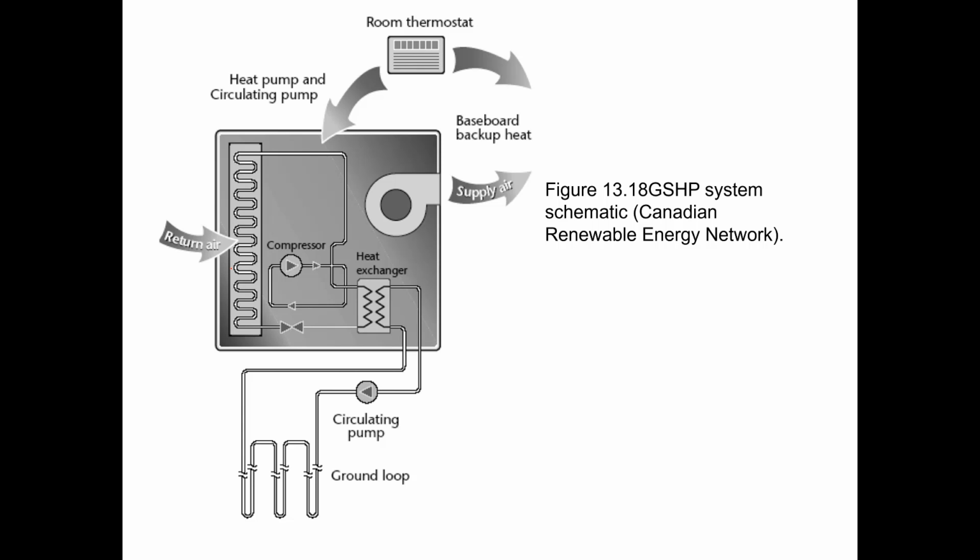Then these next several slides are just examples of different types of systems. Here's a ground source heat pump system schematic. You have some return air that comes into a condenser, and you have a heat exchanger here that has a ground source heat pump in order to exchange heat and store heat into the ground.